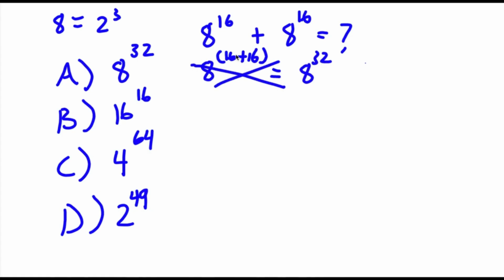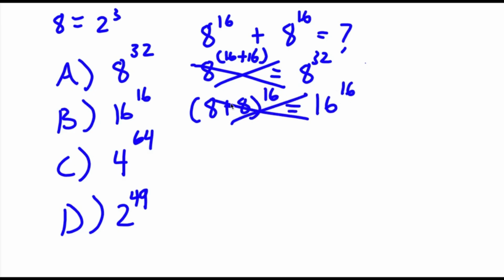You can't just add exponents like that. So that is the wrong method. Now for B, what they did was they kept the exponent the same and they added the bases. So they did 8 plus 8 to the power of 16, which is equal to 16 to the power of 16. And this method is wrong as well. You can't add exponents like that. So it's not B, it's not A.